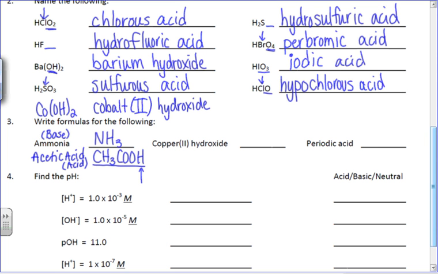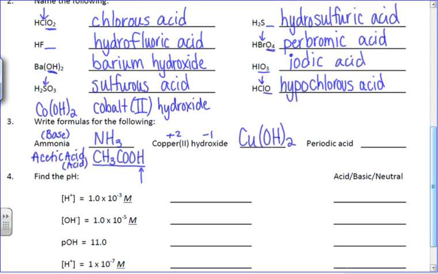If we have copper with a 2 hydroxide, that means our charge on the copper is +2. We know hydroxide's -1. So when we write our formula, since we have to have 2 hydroxides to balance out the charges, it goes in parentheses and our subscript goes out front.